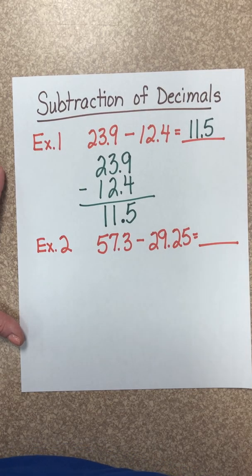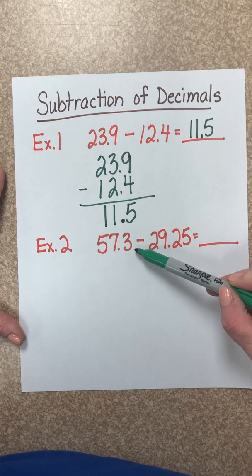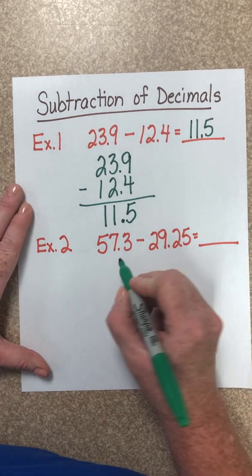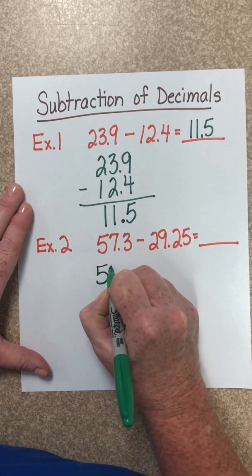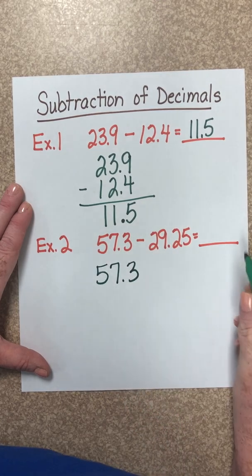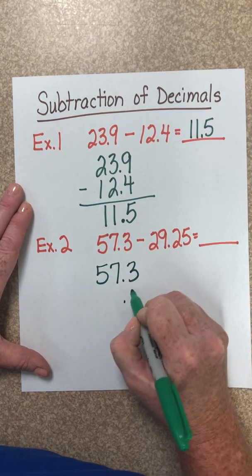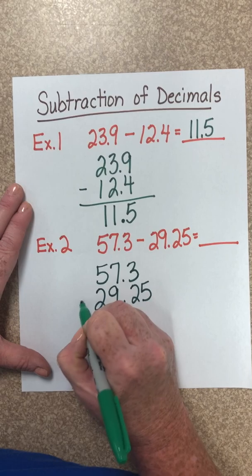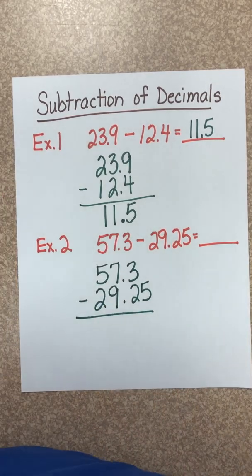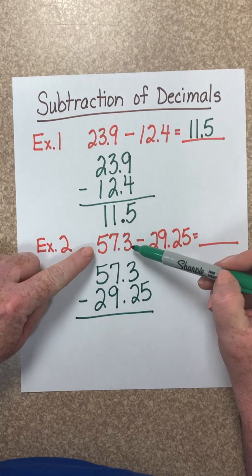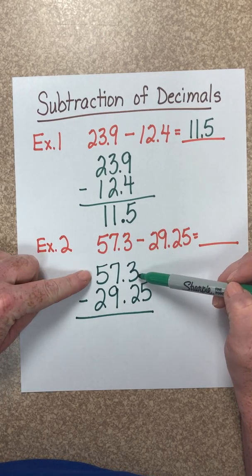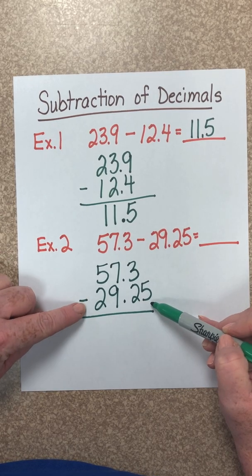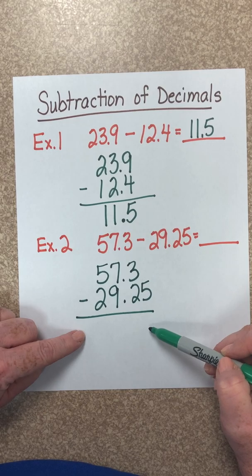Now let's look at the second example. 57.3 minus 29.25. Again, we're going to be very careful to line up our numbers and our decimal point. So when we look at this problem, the first number is the minuend, and it must be on top. The second number is the subtrahend, and it must be on the bottom. And we are looking for the difference.